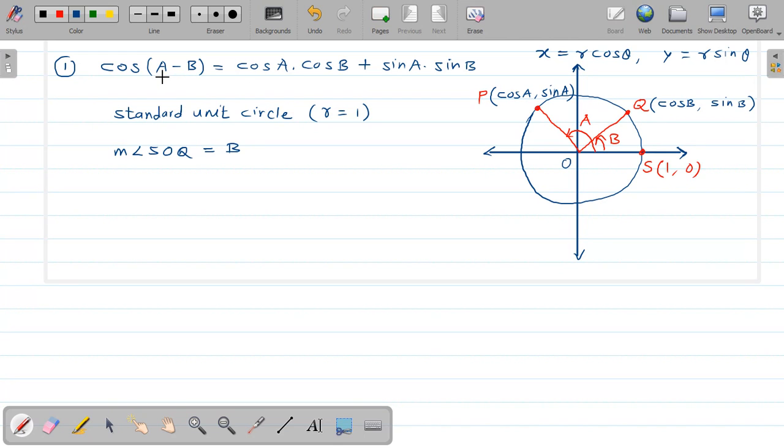Now we require the difference A minus B. That's why here in this figure, for our convenience, we take the angle B, which is smaller than angle A. With respect to the point Q, we consider the angle B, and with respect to the point P, we consider the angle A. So here I will write: measure of angle SOP is equal to angle A.